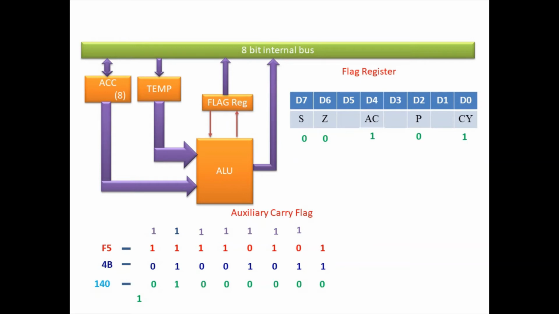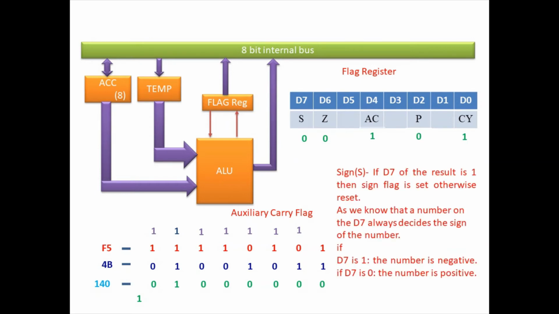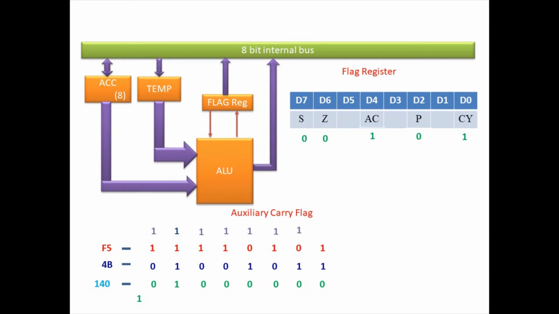The next one is the sign flag. What is the sign flag? If D7 of the result is 1, then the sign flag is set, otherwise reset. The MSB, the last bit, if that bit carries 1, then we say it is a signed number. In the case of a signed number, we call it a negative number. So if D7 is 1, then the number is negative. If D7 is 0, the number is positive. So here it is 0, so the number is positive.